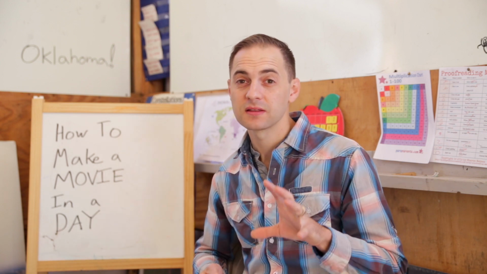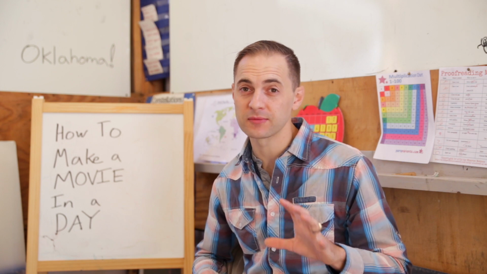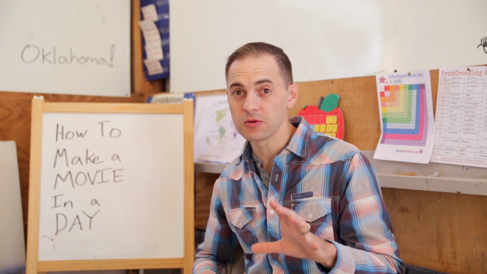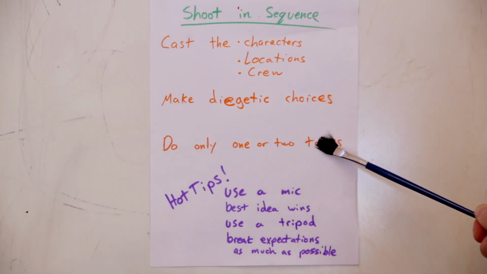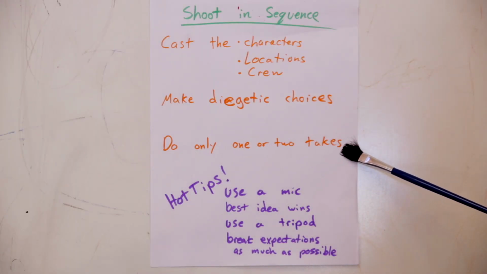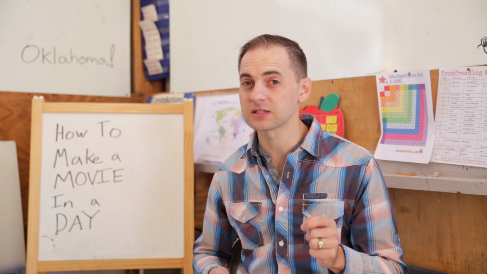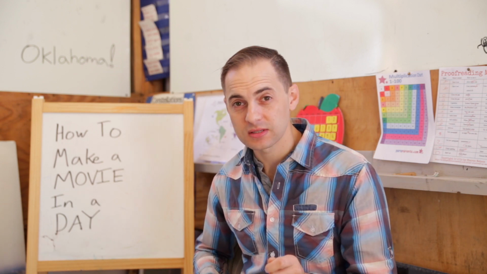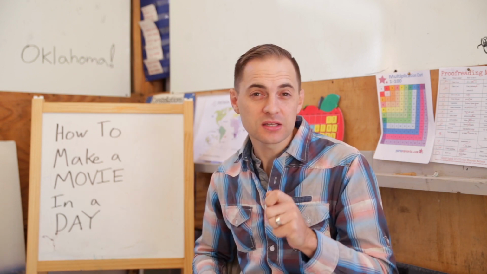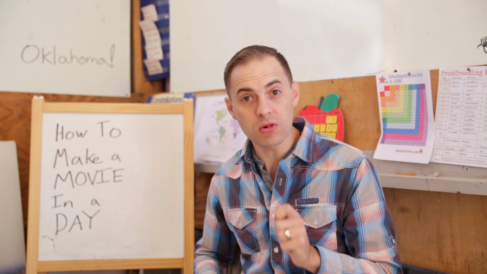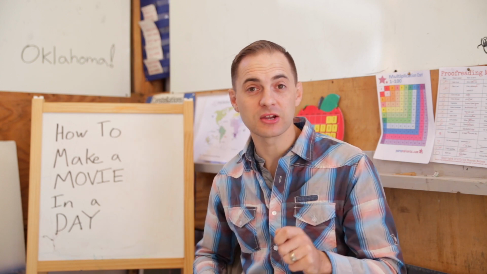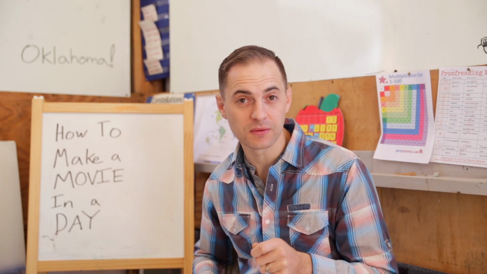Now, the last thing that I want to encourage you to do in this step of shooting in sequence when you make your movie is to shoot only 1 or 2 takes. This is going to help you save a lot of time because you're not going to be going through a lot of different takes. The way you do this is by practicing the scene first and then rolling camera. Don't roll on rehearsals. If you do that, you're going to have a lot of garbage to sift through.